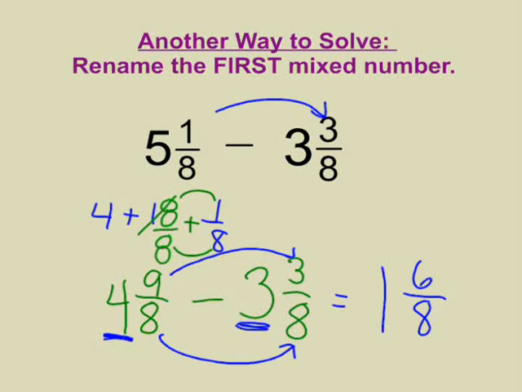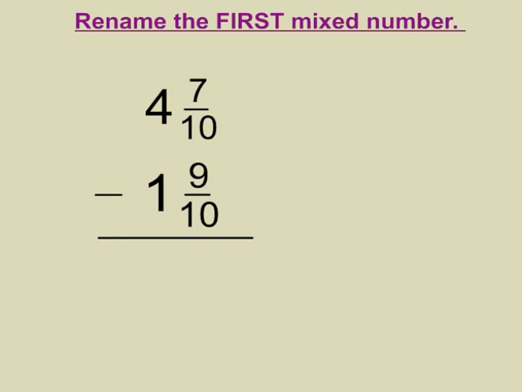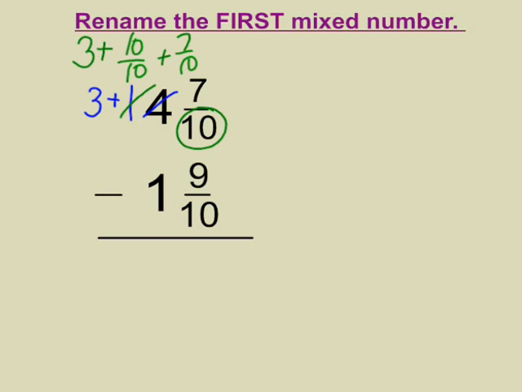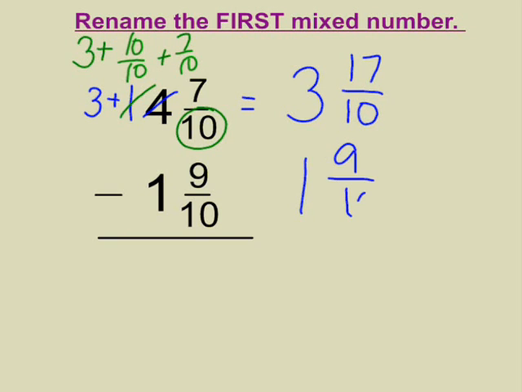Let's try it again. This time I have a vertical problem. I'm going to rename the first mixed number. So 4 is actually going to be 3 plus 1. So let's rename this one. But remember, my 1 is actually going to be my whole, 10 tenths. So 10 tenths plus 7 tenths plus my 3 whole. So this one would be renamed to be 3 and 17 tenths. And 1 and 9 tenths, well, it would stay the same. That's why it's saving me time.